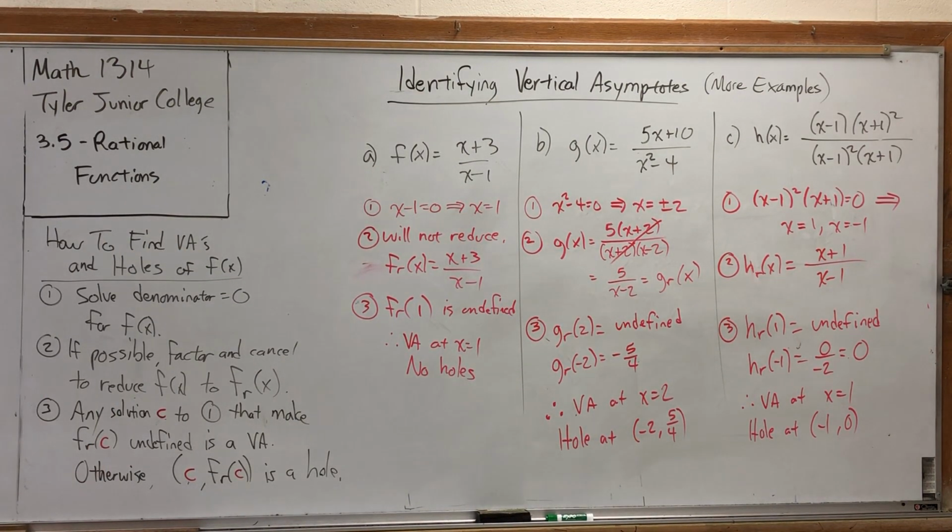All right, so vertical asymptotes aren't that hard to find. Every once in a while, one of them pretends that they're a vertical asymptote, but they're actually a hole in the graph.